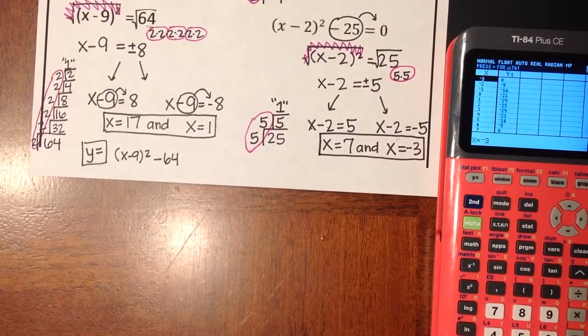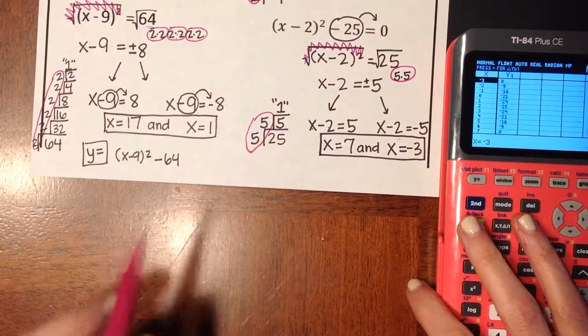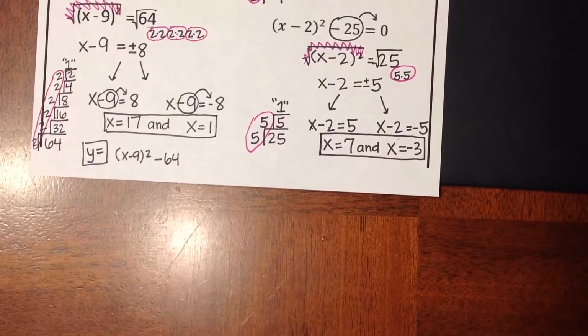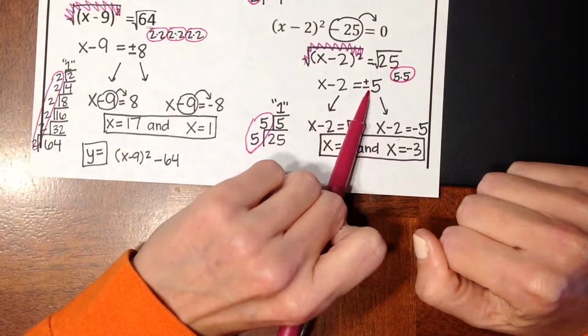I did verify them not only on my graph, but in my table with what I got when I worked it out by hand. And so now you're going to look to complete your homework assignment on square root method. Just don't forget, when you take the square root, you should have a positive and a negative answer.